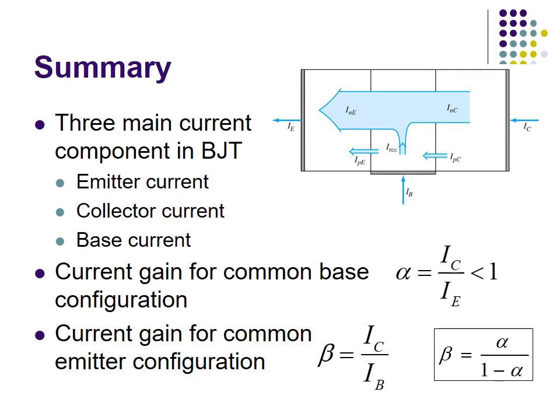To summarize, there are three main current components in BJT: emitter current, base current, and collector current. Using this figure, hopefully you can explain the component of each current. And there are two circuit configurations that were discussed, which are the common base and common emitter configurations. The current gain for common base is alpha, and the current gain for common emitter configuration is beta. Alpha is typically in the order of 0.99 and beta is usually in the order of hundreds. And the alpha and beta relation can be expressed as beta equals alpha over 1 minus alpha.